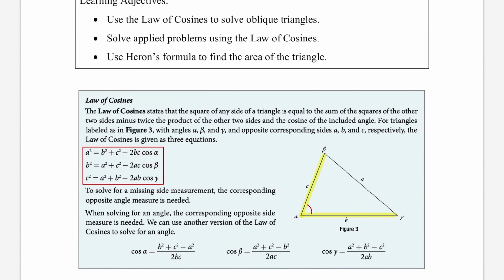You can also solve for cosine alpha to get cosine alpha equals B squared plus C squared minus A squared over 2BC. Or you can use this to solve for cosine of beta, which is A squared plus C squared minus B squared over 2AC. Or you can use this to solve for cosine of gamma, which is A squared plus B squared minus C squared over 2AB.